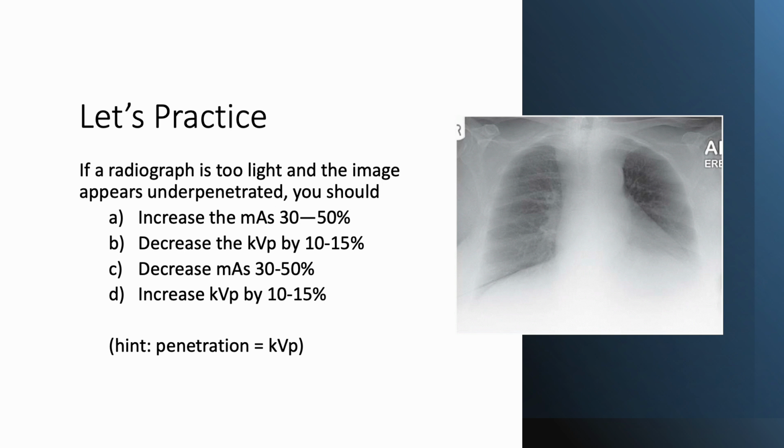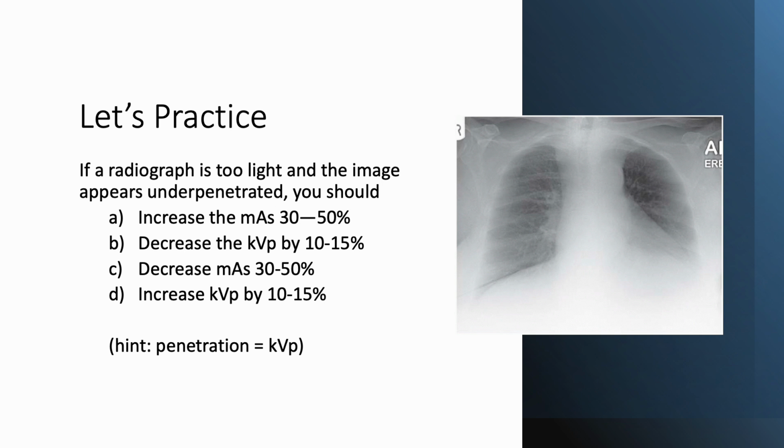Okay, remember the hint is that penetration equals KVP. Let's read it again, substituting KVP for penetration. If a radiograph is too light and the image appears under KVP'd, you should: A, increase the MAS; B, decrease the KVP; C, decrease the MAS; or D, increase the KVP.